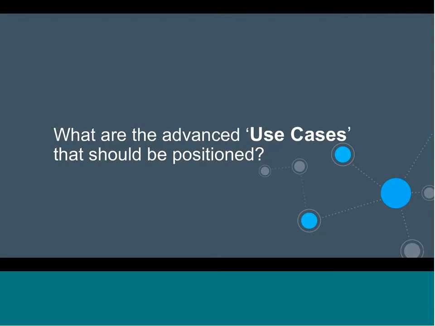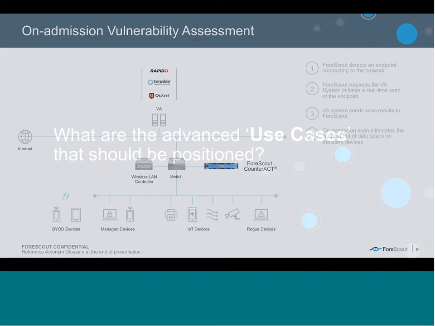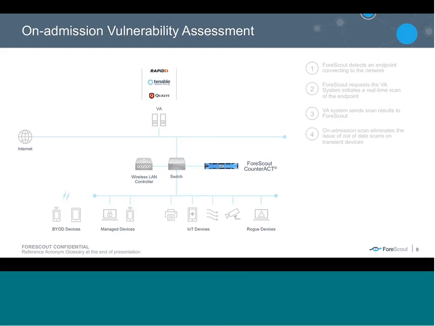But let's take a little closer look. Let's look at the advanced use cases and how we position those. First, we have on-admission vulnerability assessment. Now, this addresses the first gap that we talked about. You remember that slide several slides ago where we talked about the three gaps that vulnerability management has? The periodic scan of endpoints for vulnerabilities was the first one. The on-admission vulnerability assessment is our use case that solves that problem.